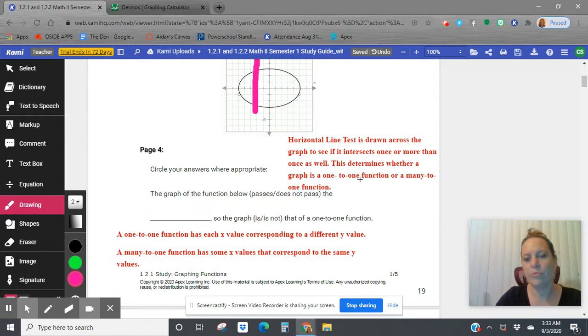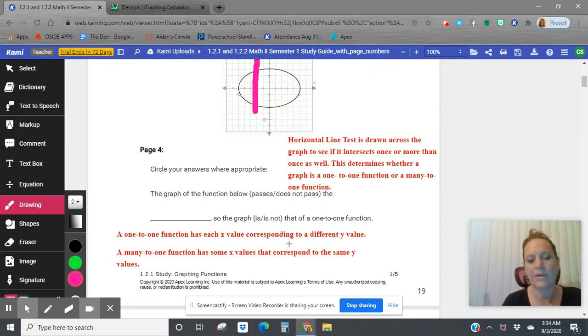This is now a new word we're going to start testing here, this horizontal line test that's drawn across a graph to see if it touches once or touches more than once. So we've got a couple new words here. A one-to-one function has an x value that corresponds to a different y value. So an x value of 1 goes to 2, an x value of 2 goes to 3. They go to different y values every time.